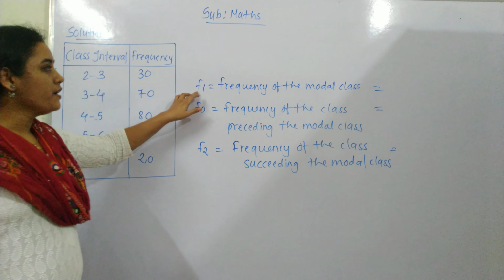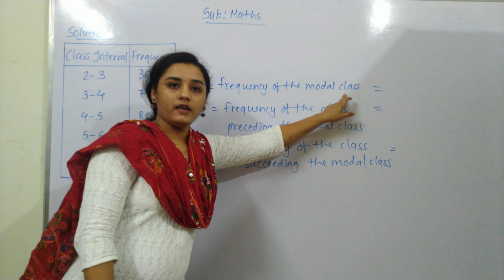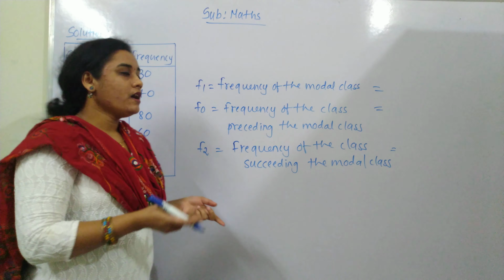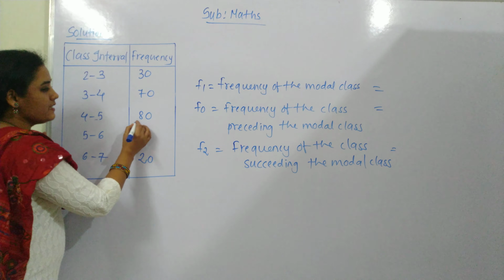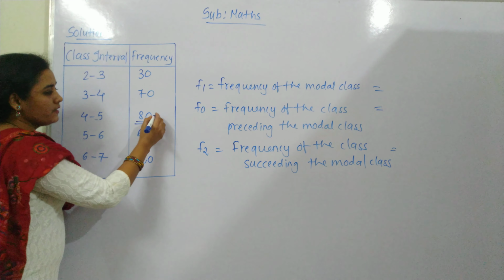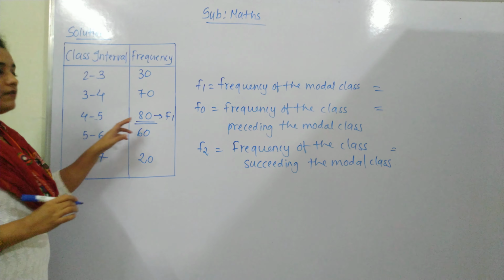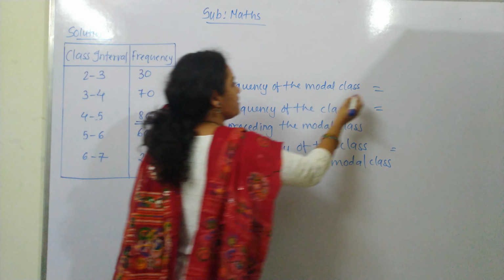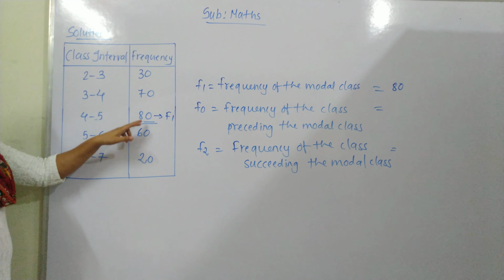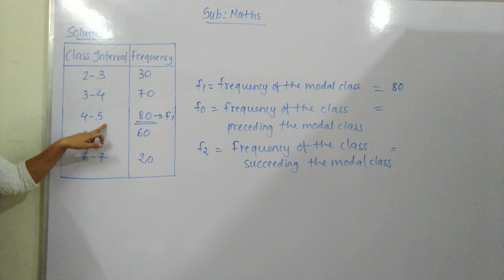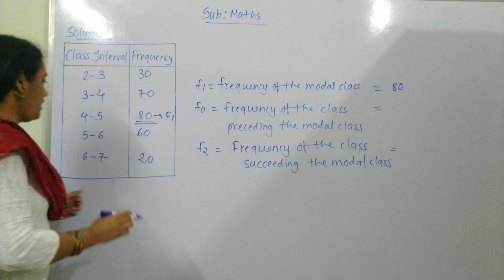F1 means what? Frequency of the modal class. Modal class means what? A class which is having the highest frequency. Now here the highest frequency is 80. Therefore, F1 is equal to 80. Now the corresponding class of 80 is 4 to 5. So 4 to 5 is the modal class.